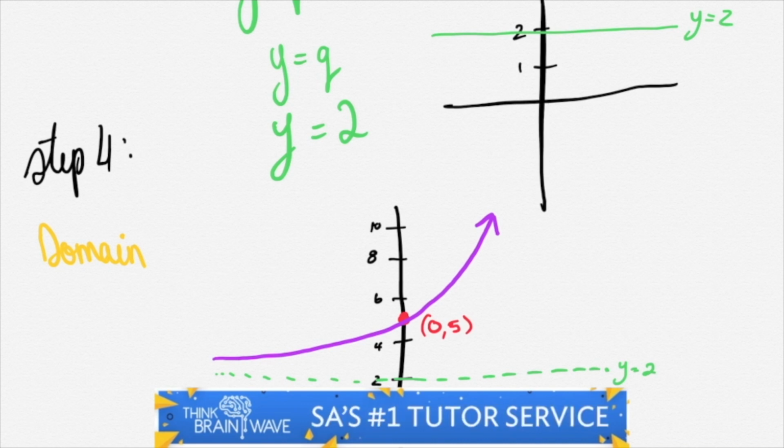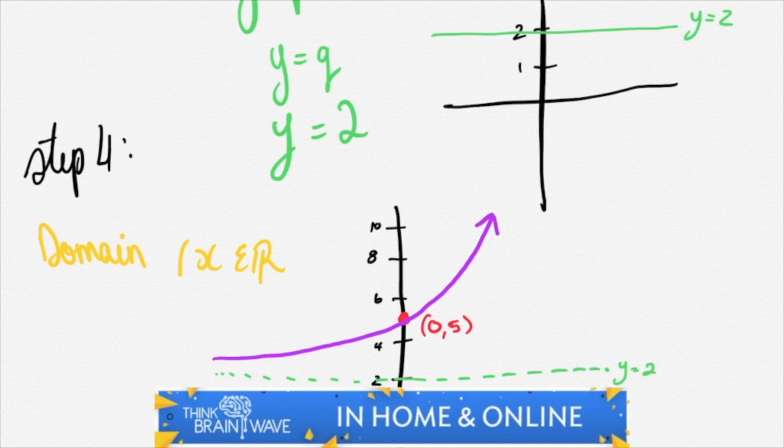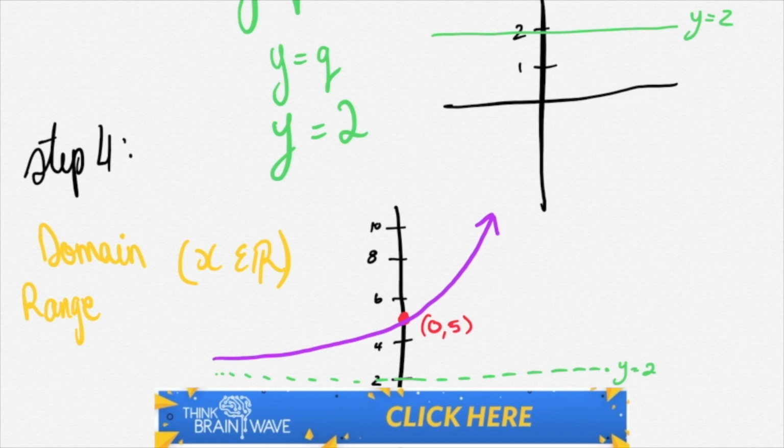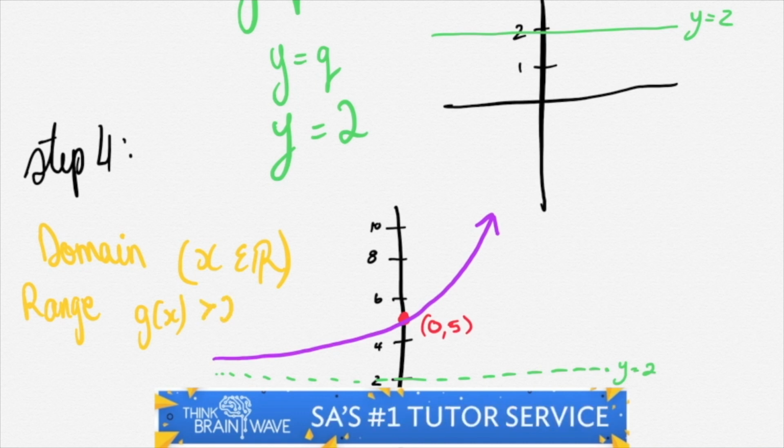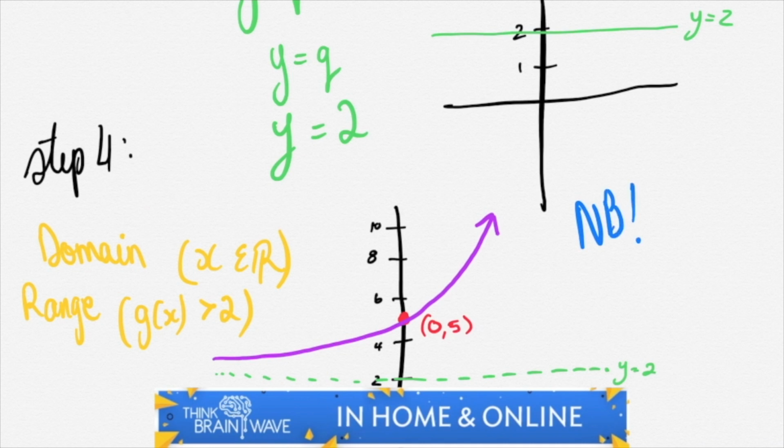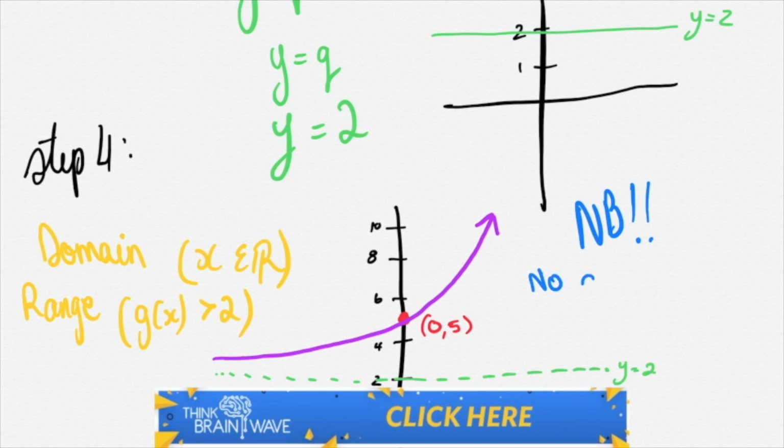Lastly, we look at our domain and range, and our asymptote is already announced. Our domain goes from negative infinity all the way to positive infinity, and our range is limited to any number for y that is greater than 2. Take note that there's no axis of symmetry.